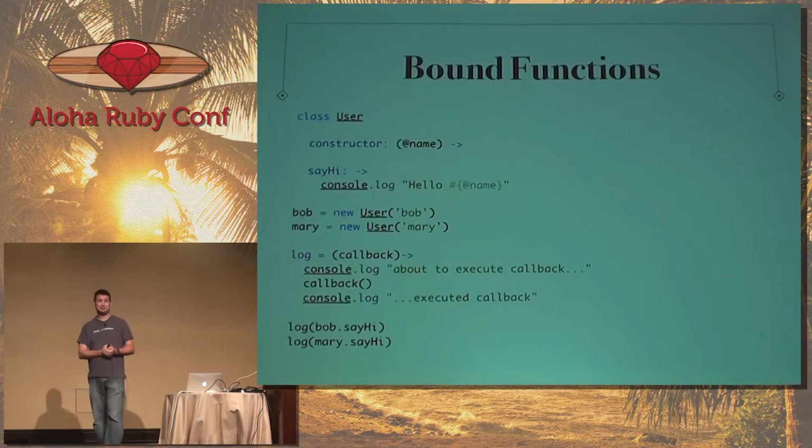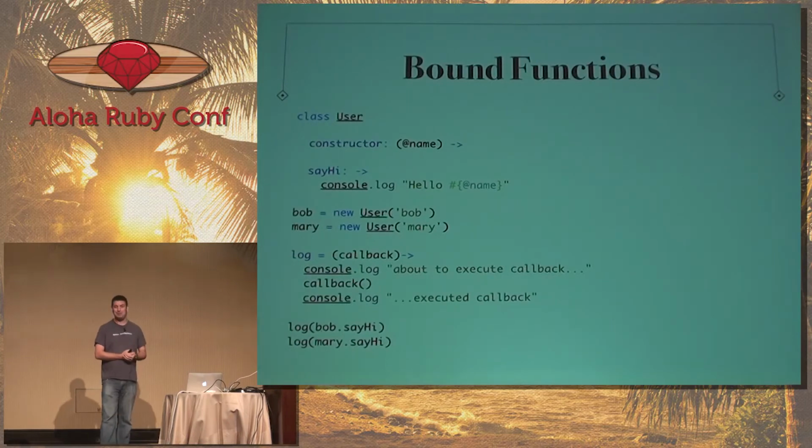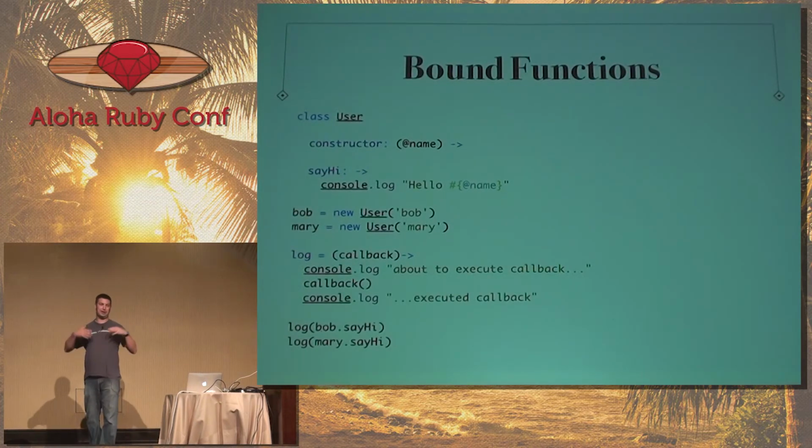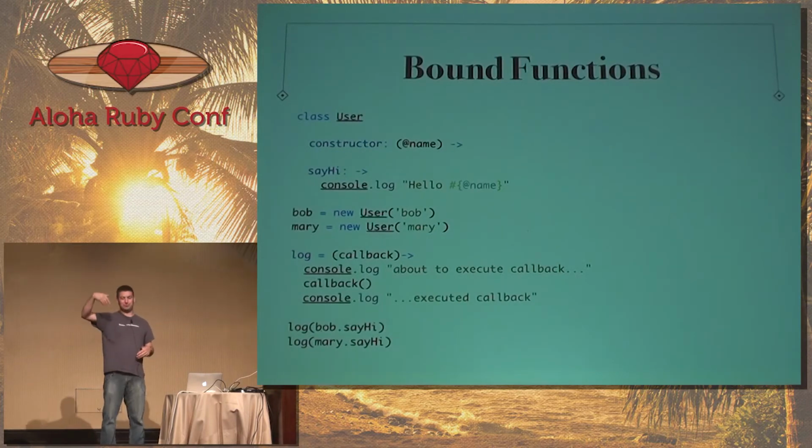Here we get a user class, and the user takes a name, and we're going to say hi to the user. We have a function that says hi to that user and just prints it out to the log. And we have this log method down the bottom that takes a callback. And then inside that log method, it'll call that callback. Very similar to how things like jQuery work, right? Where we do something, and when the server responds, we execute some callback function.